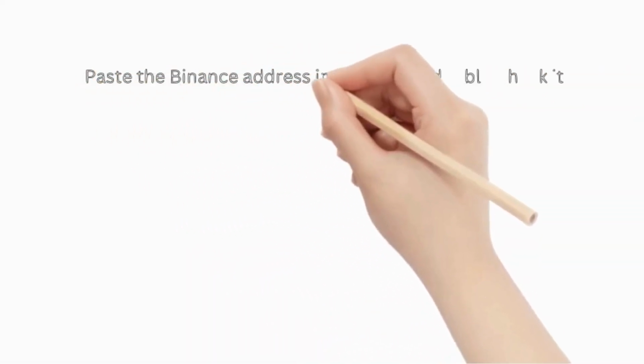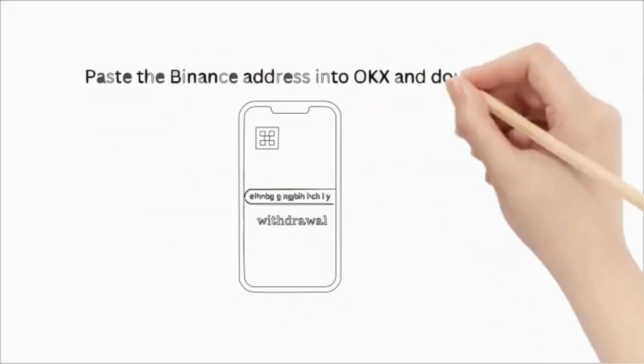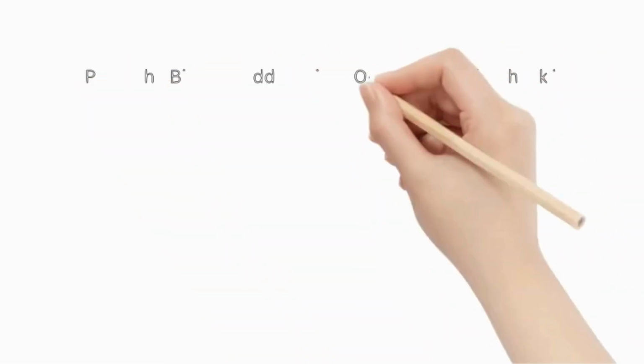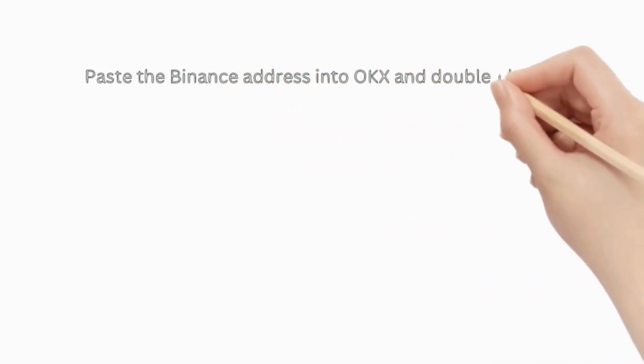Step 5. Paste the address in OKX. Go back to OKX and paste the Binance deposit address into the withdrawal address field. Double-check that the address is correct. One wrong character, and your USDT could be lost forever.